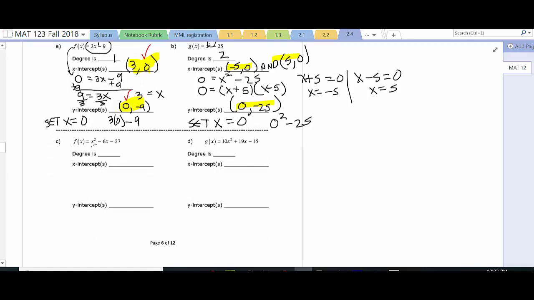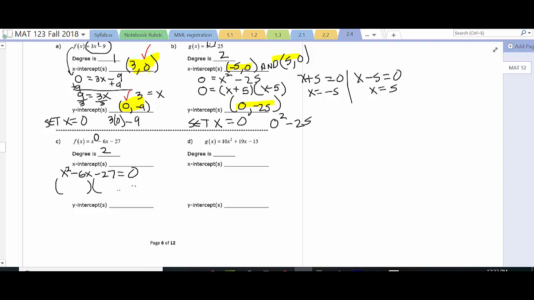Okay, the next one you have a degree of 2. So for the x-intercept, you're going to do x squared minus 6x minus 27 equals 0. Just clarifying, it's the degree of 2 because it's x squared. So that's the highest exponent in the problem, right? Degree is always the highest power. Most of these things are going to be second powers, okay? All right, so let's see if we can get the factoring down on this.